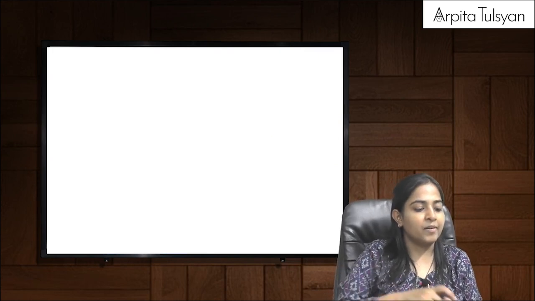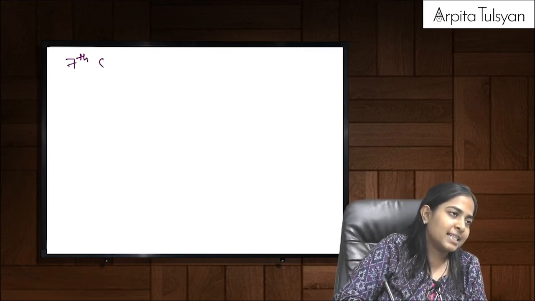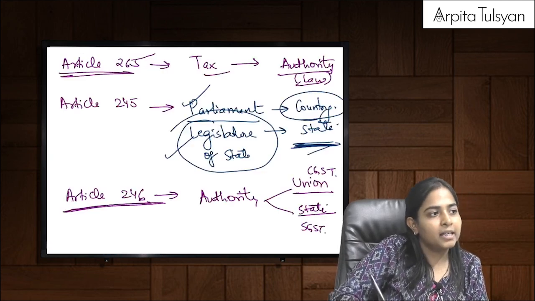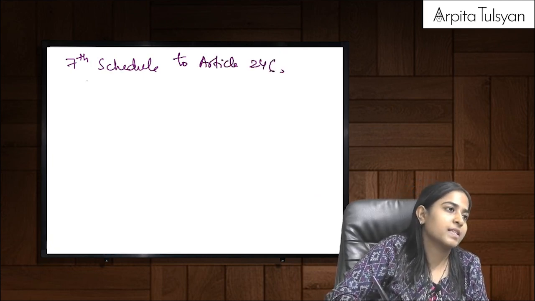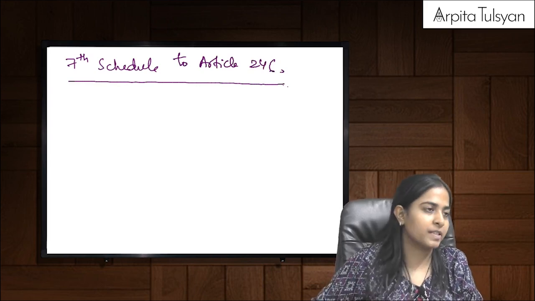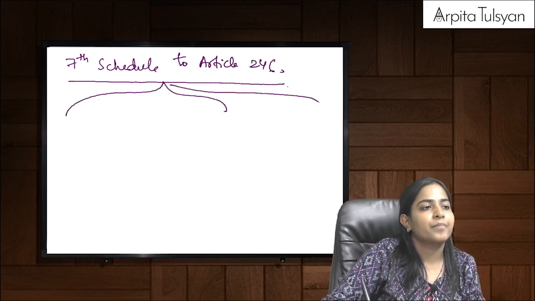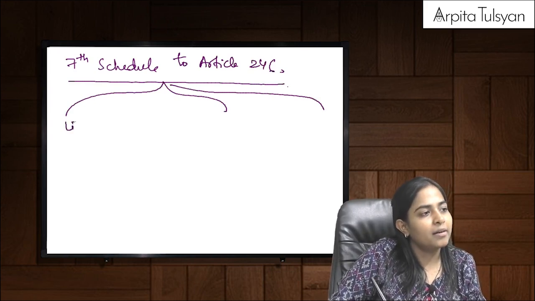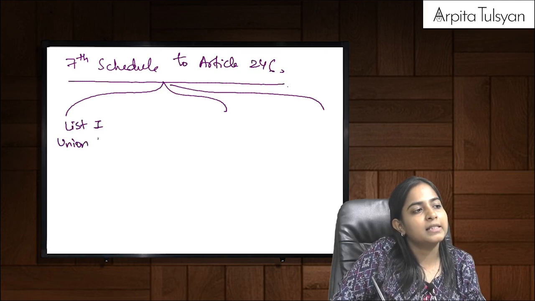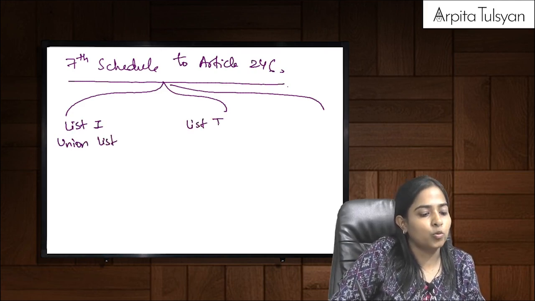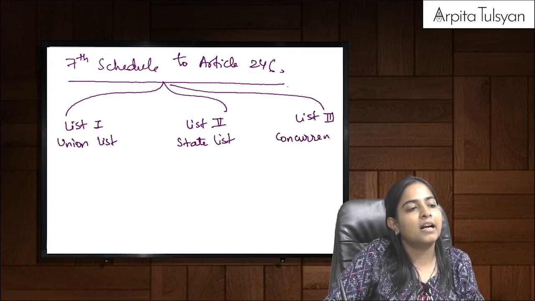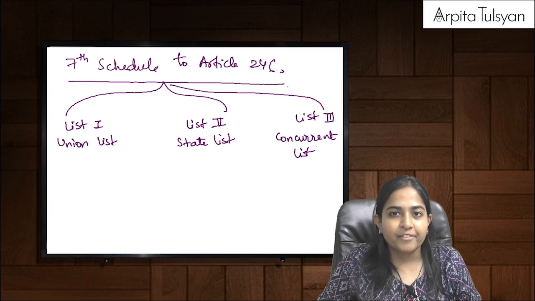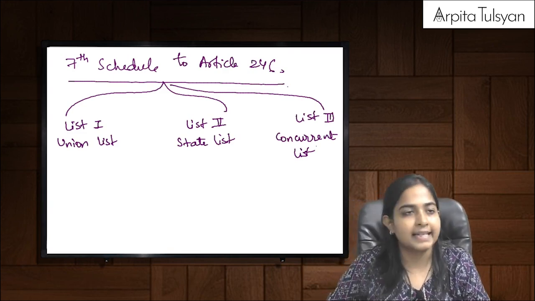Okay. Now listen. There is something called the 7th Schedule to Article 246, which gives three lists. Maybe you must have studied this. List 1 is called the Union List. List 2 is called the State List. And List 3 is called the Concurrent List. Very clear till here? Union List, State List and Concurrent List.